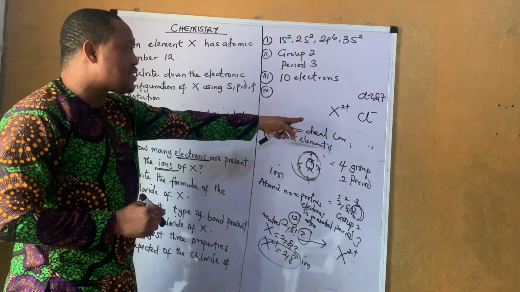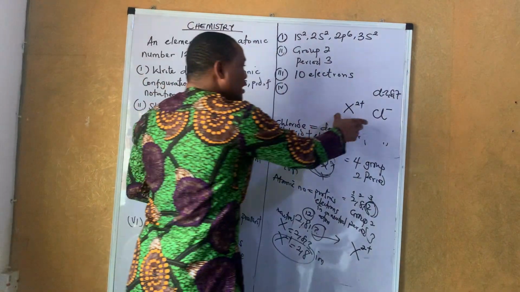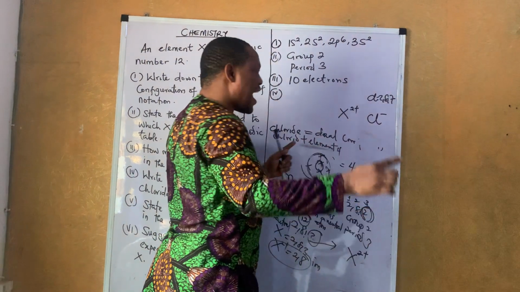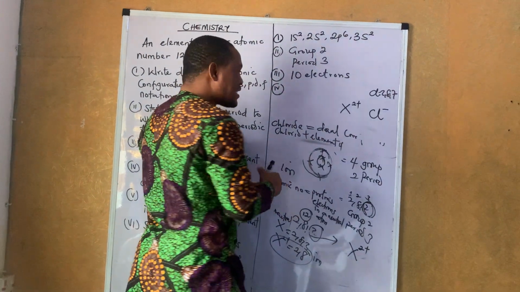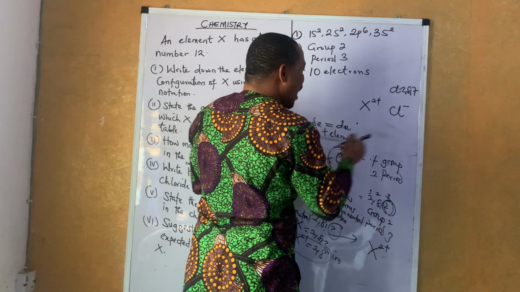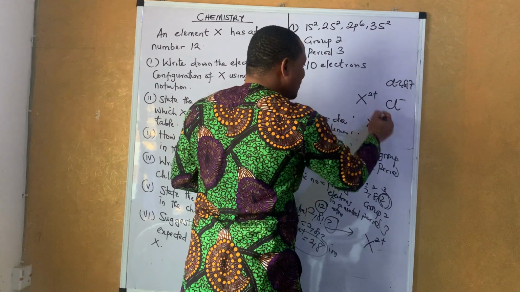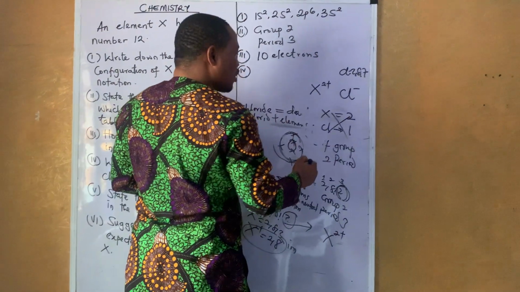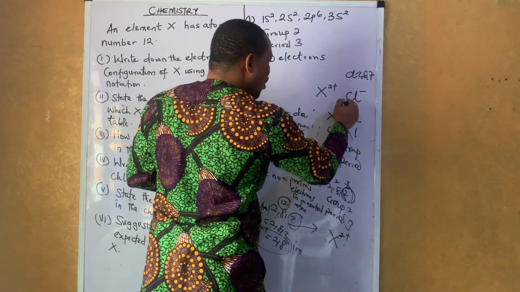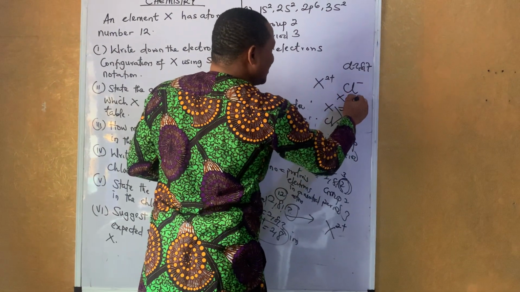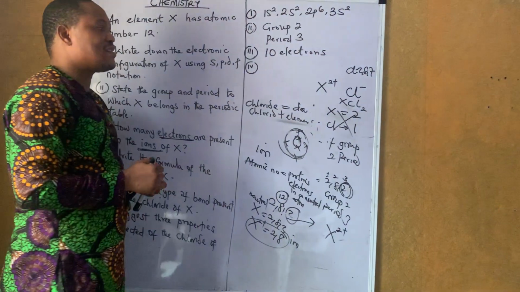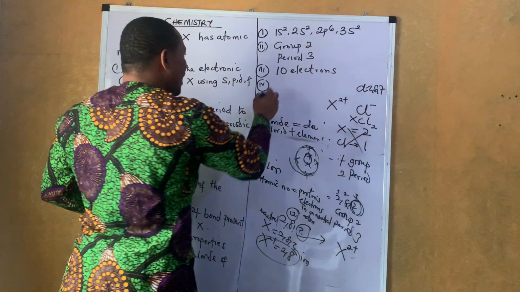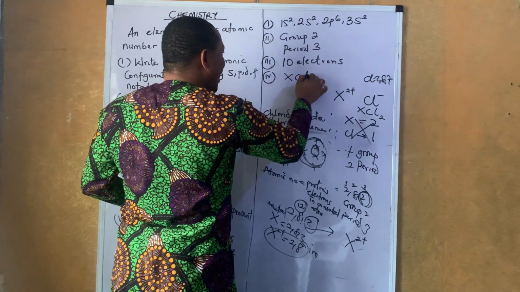So how will this formula look like? I told you that when you want to write compounds, they will exchange their valencies. I did that in my video on how to name an inorganic compound. X means 2, chlorine here means 1. When you cross multiply them, they exchange their valency, it becomes XCl2. Can you see that? XCl2. So number 4, write the formula of the chloride of X. It's going to be XCl2.